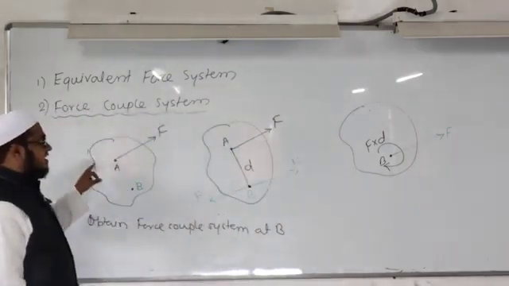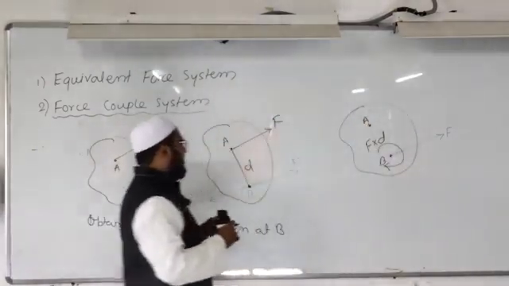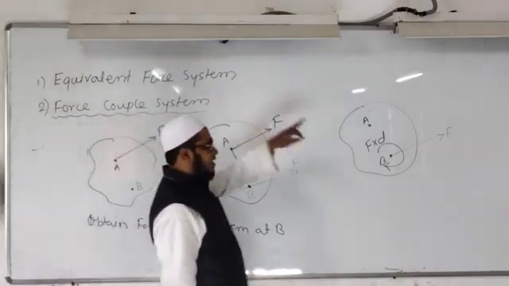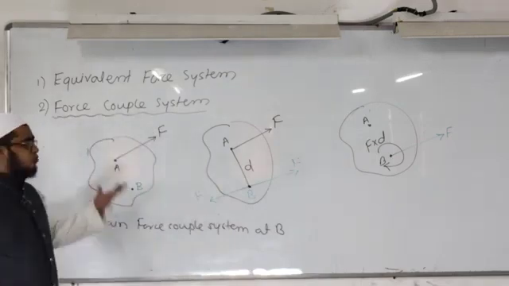There is no change in the force system. Initially, force F is acting at point A. We have transferred that force from A along with the couple to point B. Very easy. Now how to obtain it?